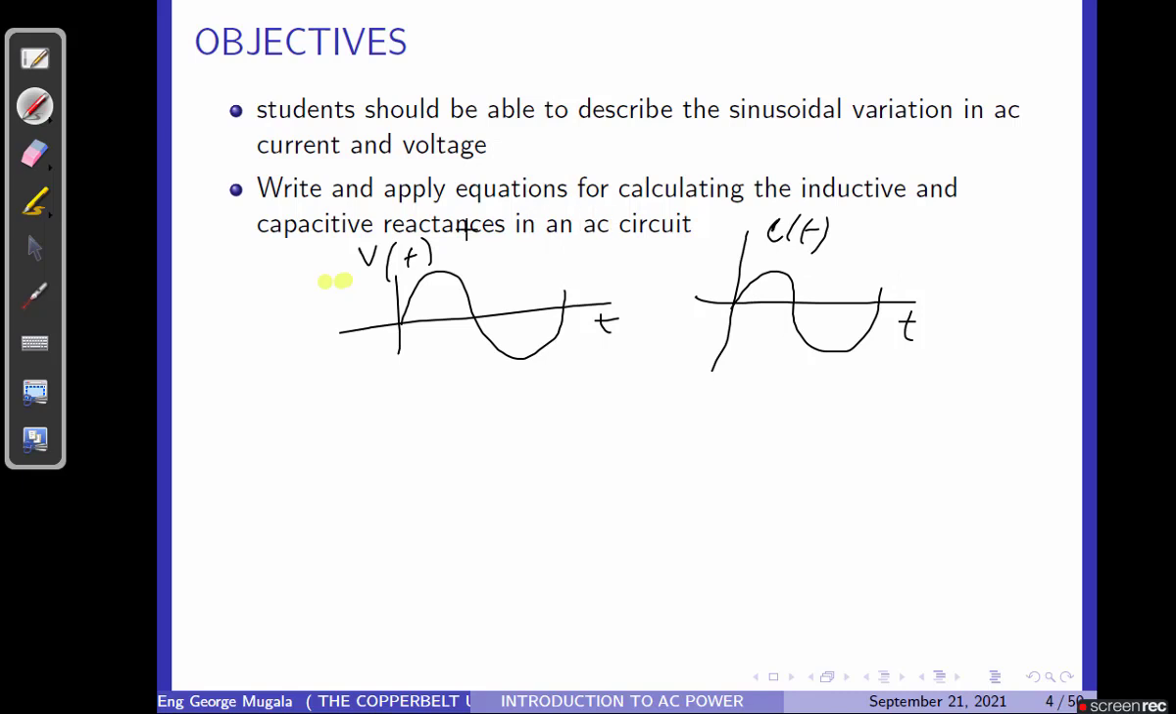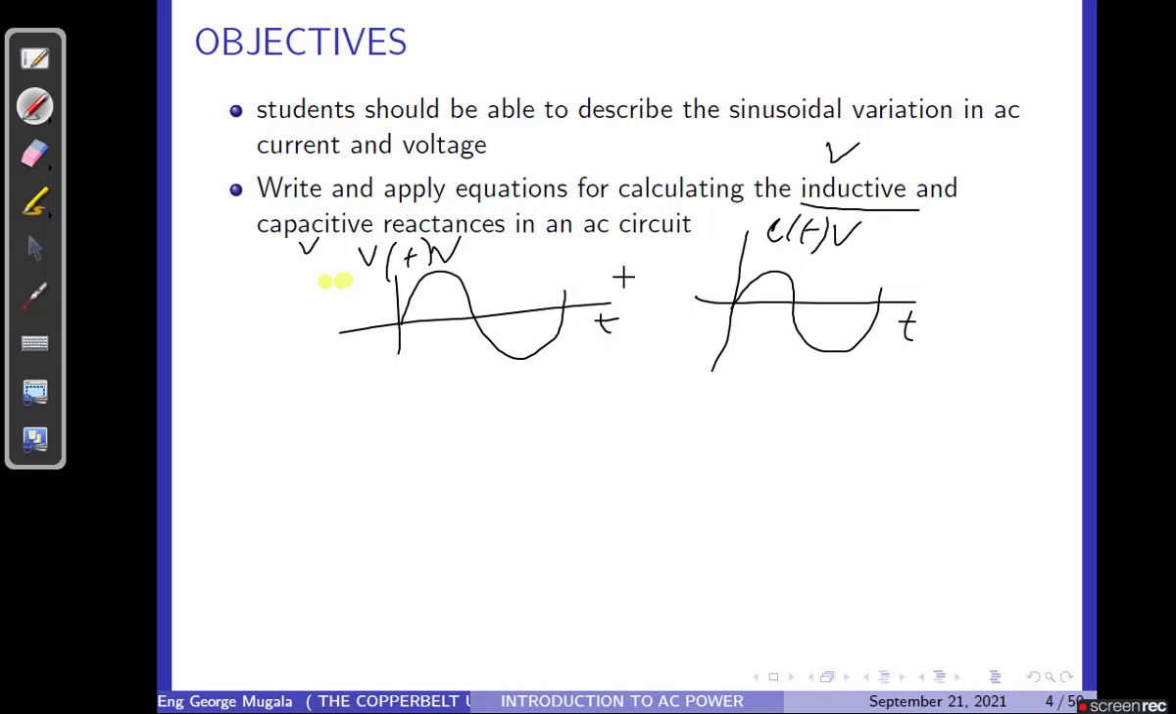But now we should be able to apply equations for calculating inductive reactance. So if we have a source like this, where current and voltages are changing with time, then when calculating in circuits, we should also understand how we can deal with the inductive and also capacitive reactances in AC circuits.